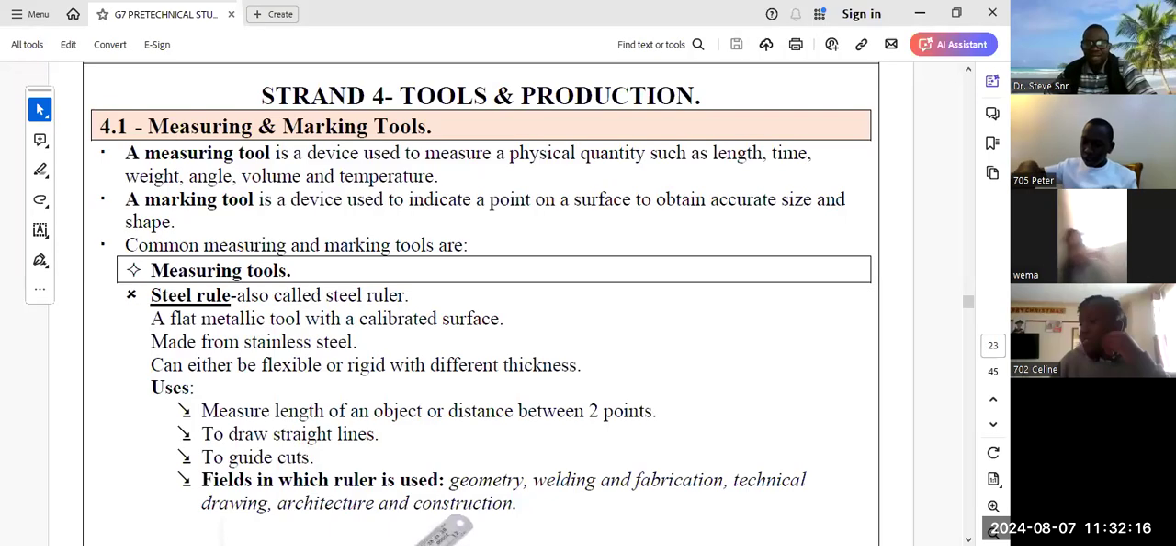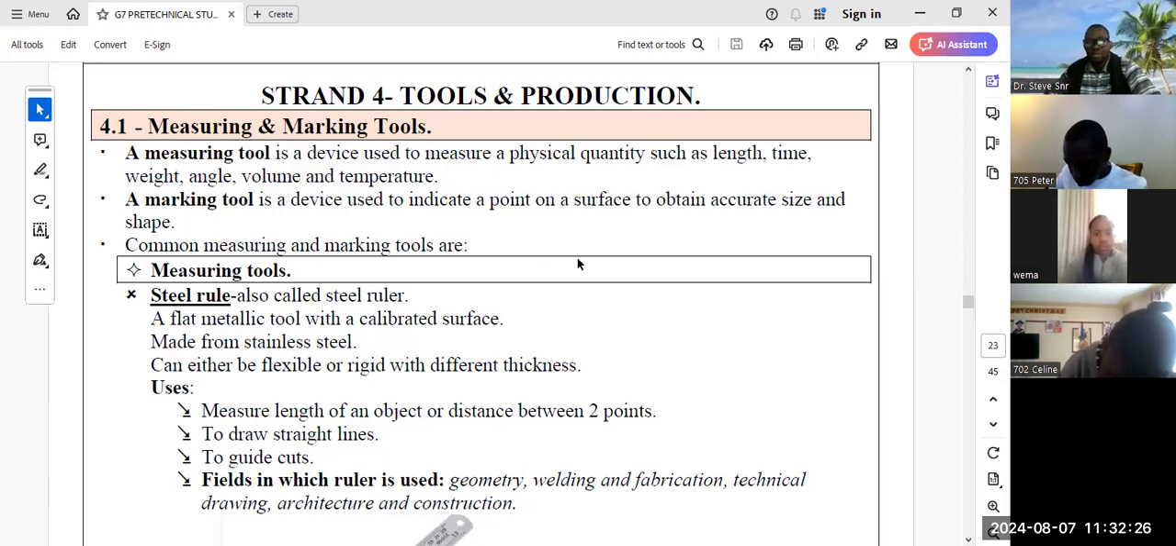You can go through tools and production. This is strand 4 in our pre-technical studies grade 7 curriculum design. And very quickly, we are going to define measuring tools. We are going to define marking tools.